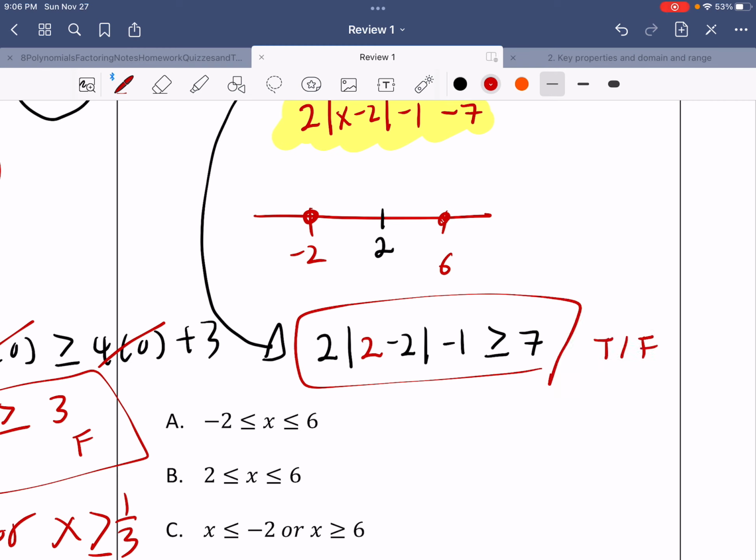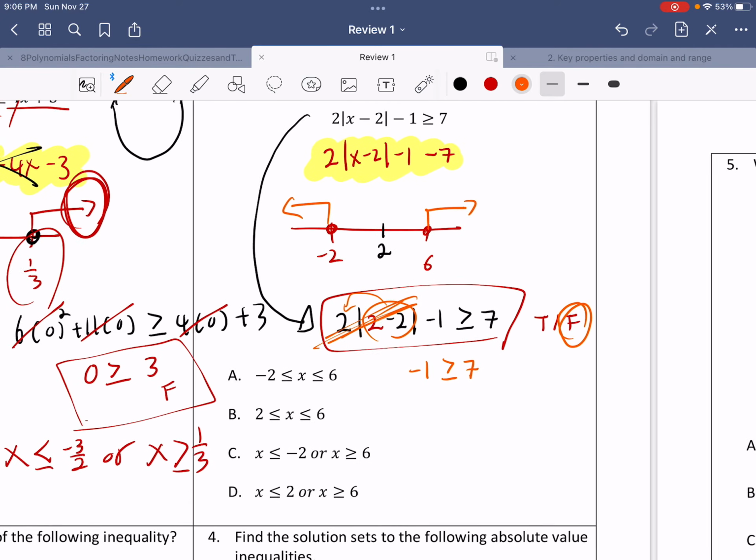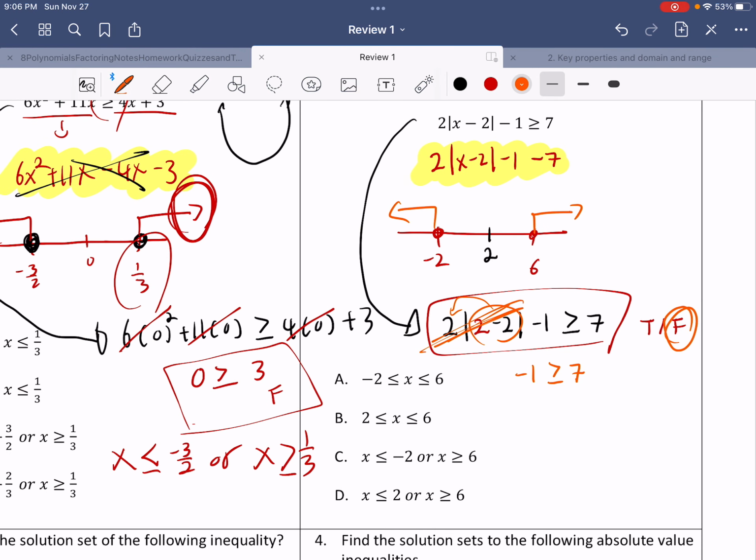If you want to do it by hand, just like me, 2 minus 2 is equal to 0, so 0 times 2 is 0, so I have negative 1 left over, because that will disappear. Negative 1 is greater than or equal to 7. Is negative 1 greater than or equal to 7? No. So this is false, which means it goes outside. So which one is negative 2 and 6? Okay, so it should be negative 2 and 6. So I have to get rid of this and this, right? So it goes outside. So it's an or statement, which means I know it's going to be C.